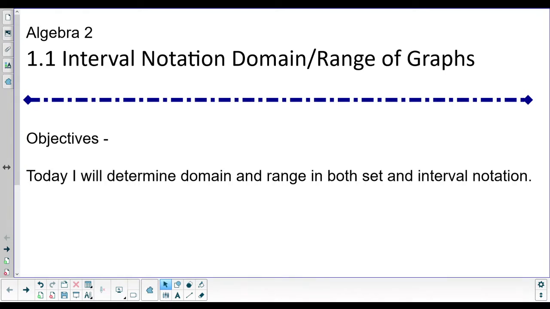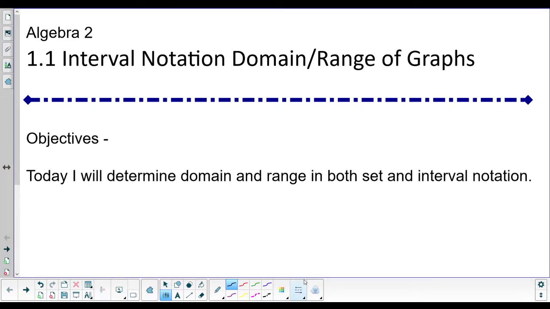What's up, math magicians? We are going to talk about interval notation, domain, and range of graphs today. We're also going to throw in some domain and range of functions because it's important. You got to know that stuff. You can't just go your whole life without knowing domain and range of functions. So we're going to throw that stuff in there too at the end.